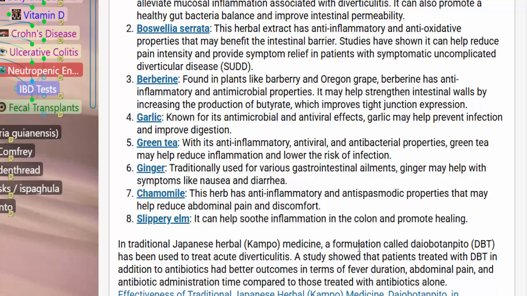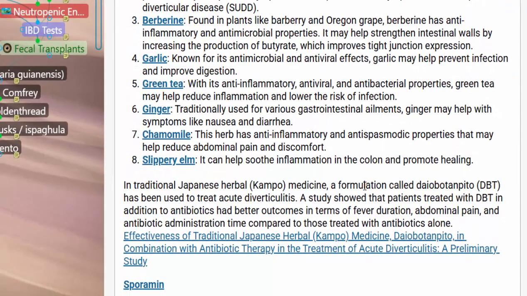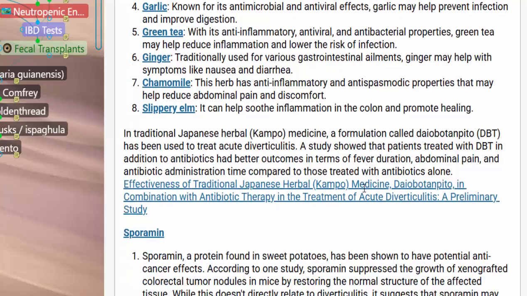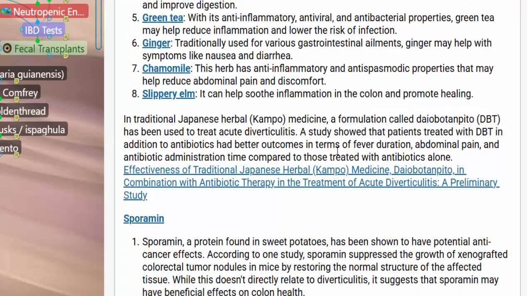In traditional Japanese herbal medicine, Kampo medicine, there's a formula they've developed that treats acute diverticulitis. And here's a study on that. I've looked for it online to see if it's available. I have not found it anywhere, but perhaps it will come out on the market.